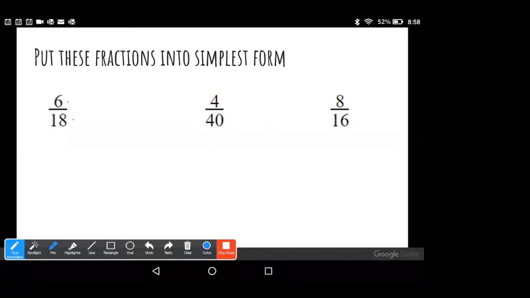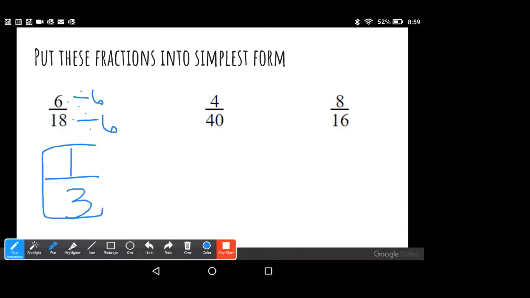So 6 and 18, what does 6 and 18 have in common? Preferably the biggest number they have in common, so that you only have to do this once. If you choose 2 or 3, you're going to have to do it again. What's the biggest number that will go into 6 and 18? 6. So if I divide by 6, 6 divided by 6 is 1. 18 divided by 6 is 3. Does 1 and 3 have anything in common? No. So that is simplest form.